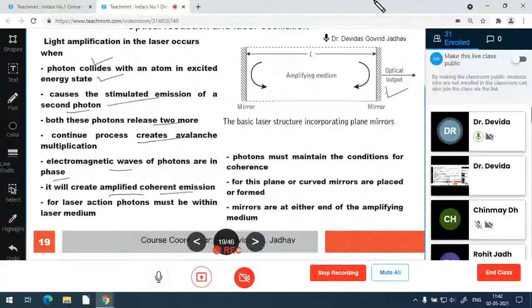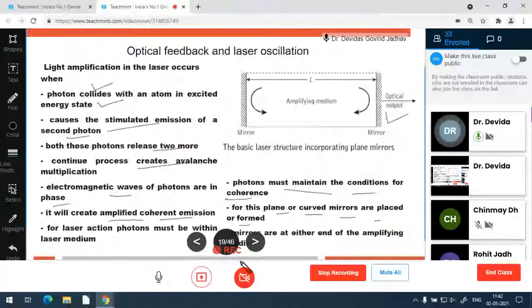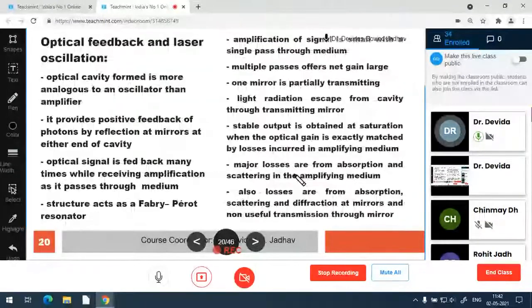Because the photons oscillate many times in the same medium, this gets amplification. The laser action of the photons will be within the medium. For the laser action, all the photons should be within the medium. Photons must maintain the condition for coherence, and the plane or curved mirrors are formed on the same material for maintaining this coherence condition and oscillations. Mirrors are at the end of the amplifying medium. So this is the structure, and it is called a Fabry-Pérot cavity.